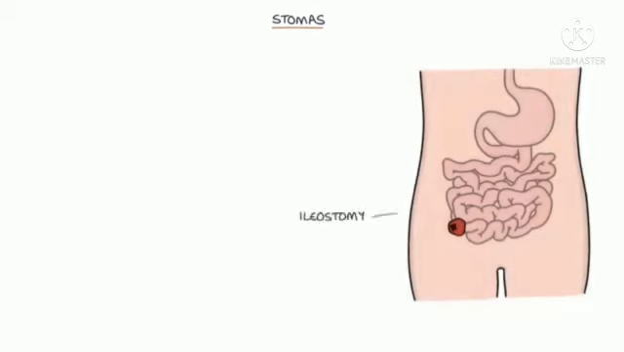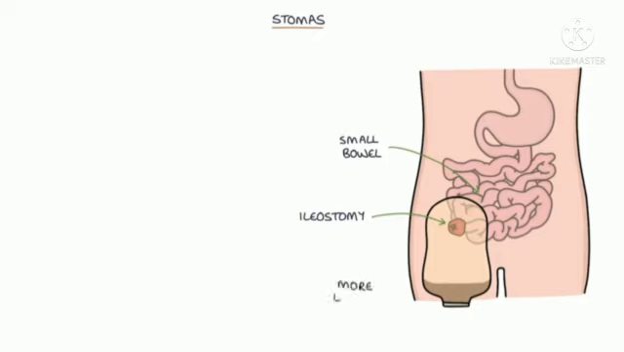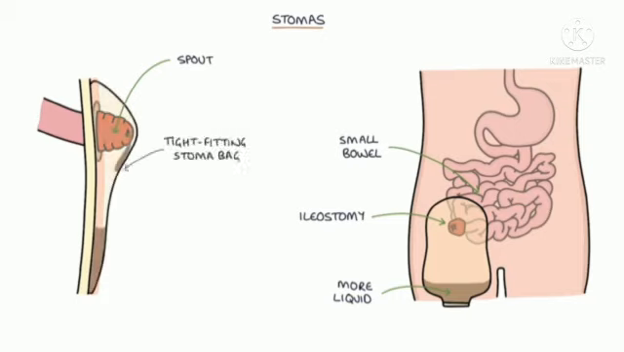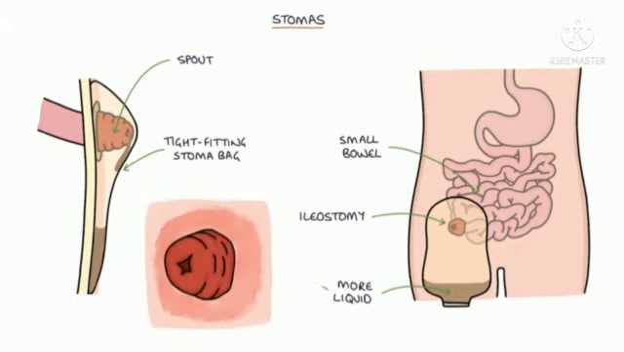An ileostomy is where the end portion of the small bowel, or the ileum, is brought onto the skin. The stools that come out of an ileostomy are more liquid because the fluid content of the stool is normally reabsorbed in the large intestine. Ileostomies have a spout which allows them to drain directly into a tight-fitting stoma bag without the contents coming into contact with the surrounding skin. This is because the liquid stools are very irritating to the skin. They're typically located in the right iliac fossa.